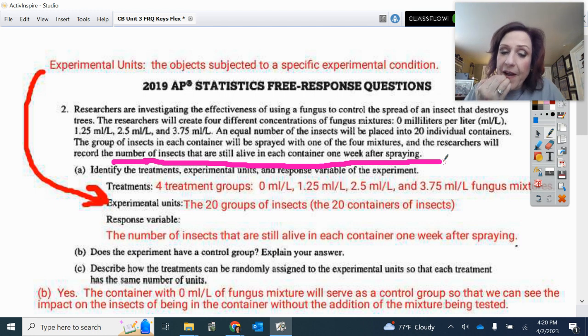So you could have gotten both the experimental units and the response variables worded straight from the problem. In addition, the treatments: the researchers will create 4 different concentrations of mixtures. That sentence gives you the treatments. This sentence gives you the experimental units. And this part of the sentence gives you the response. All stated exactly there.